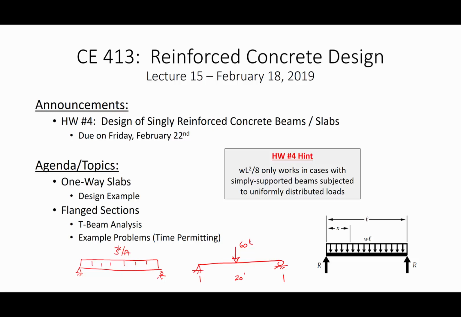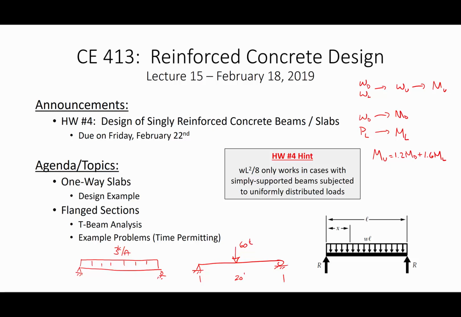What we did on a lot of our example problems is we had a W dead and a W live. And we said, okay, let's determine a WU, and then take that and determine an MU. The hint that I gave you on the homework is this. You're going to have a W dead load, and you might have some live point loads. What I propose is that you handle each of those separately. Determine a dead load moment. Determine a live load moment. And then say MU is 1.2 dead plus 1.6 live.